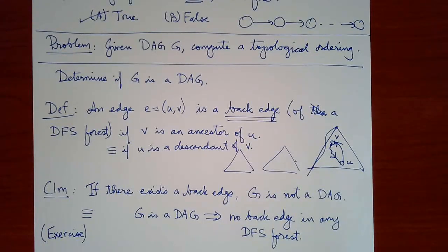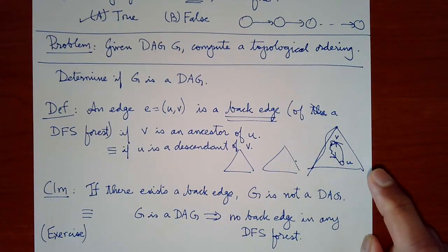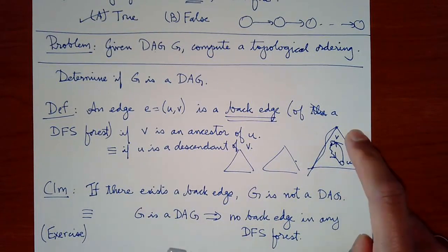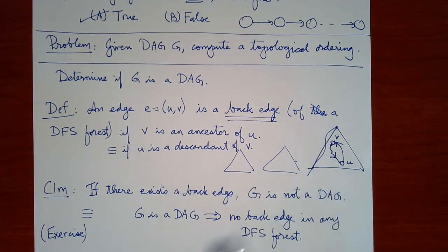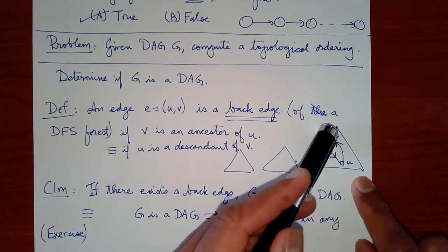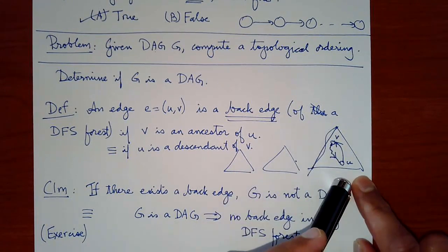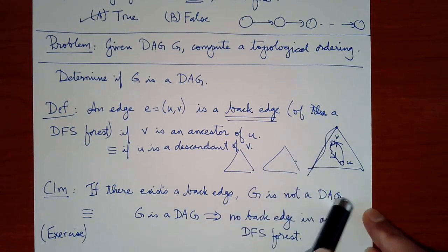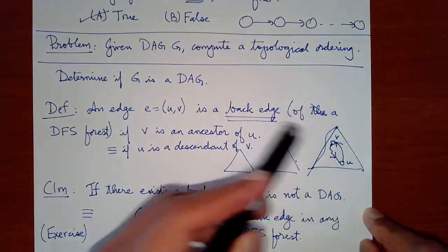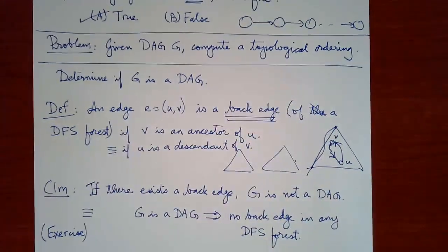How would you prove that, Professor? You would prove it basically by saying that, suppose there's a back edge (U, V). V is an ancestor of U. Now, because V is an ancestor of U, if you look at the DFS tree, there is a path from V to U. And so now you have a path from V to U and an edge (U, V) that goes back. So this entire thing is a cycle because you can start at V and end up at V.